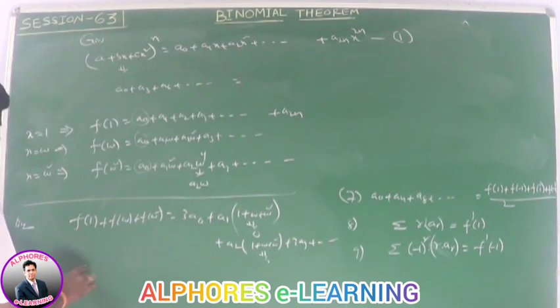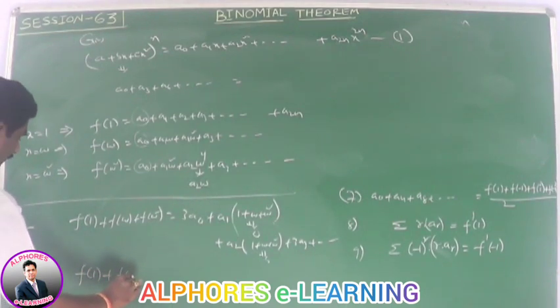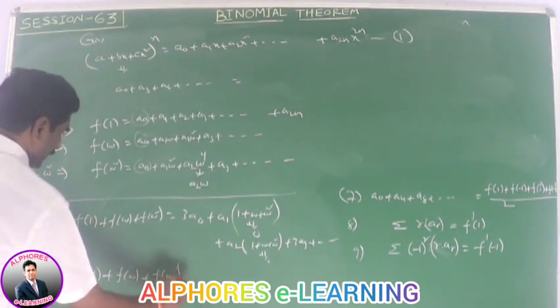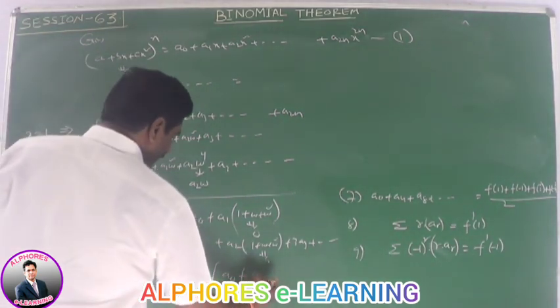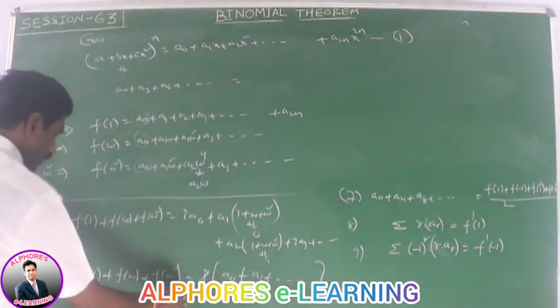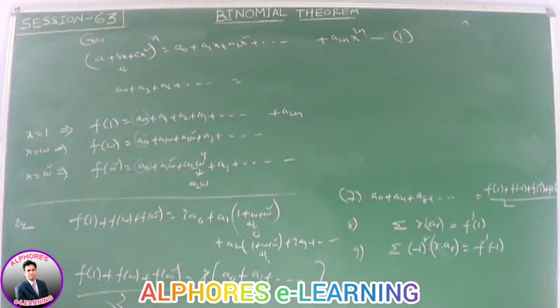Okay? That means f of 1 plus f of omega plus f of omega square is equal to 3 of a0 plus a3 plus, and so on. That means move this value to LHS side. Therefore, a0 plus a3 plus a6 plus, and so on, is equal to f of 1 plus f of omega plus f of omega square by 3. Okay? Next, very important. Please note this value. Put x is equal to 1, omega, omega square, and by adding these three equations, we get this value.